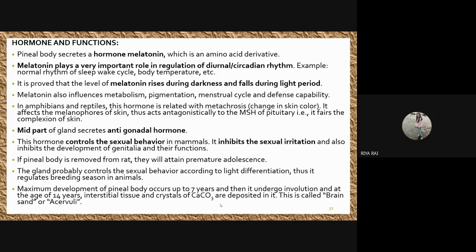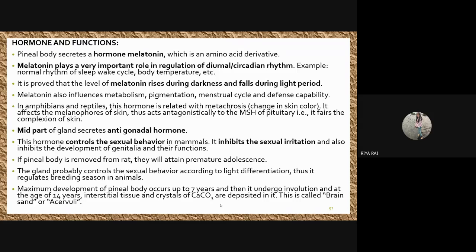The mid part of the pineal gland secretes the antigonadal hormone, and this antigonadal hormone is mainly responsible for control of the sexual behaviors in mammals. It inhibits the sexual irritations and also inhibits the development of genitalia and their functions. If pineal gland is removed from the rat, then they will face premature adolescence. This gland probably controls the sexual behavior according to the light differentiation. Thus, it regulates the breeding seasons in the animals.